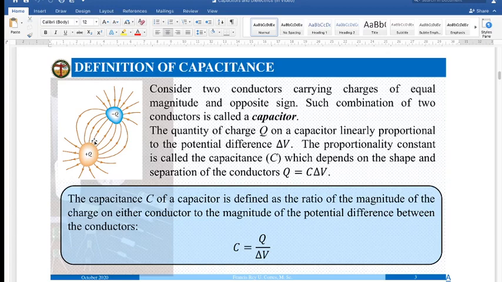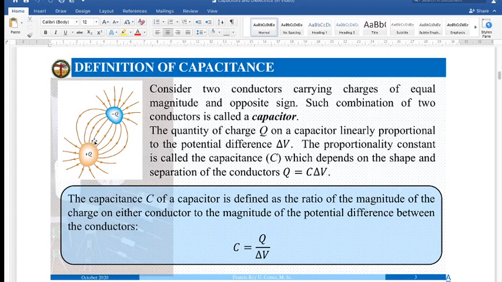So think of capacitance as like a container. We cannot change the volume of a container because the volume of a container is fixed. That is the capacitance. The quantity of charge and the potential difference are what go into your container. They are the ones that vary or change to maintain the constant capacitance.